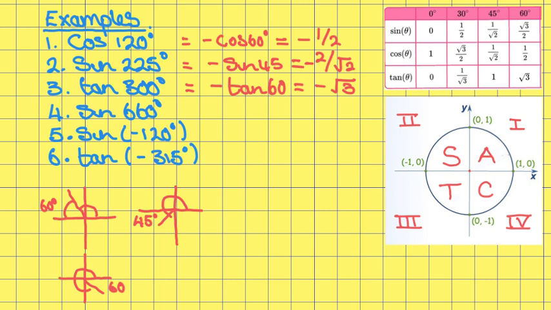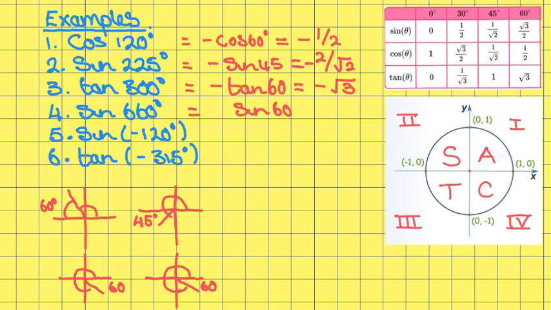Now 4, we want sine 660. Well, these angles can be repeated. Once we've gone round once, we can go around again. So 660 is 360 plus another 300. So we've gone all the way round once, 360, and another 300 will take us into quadrant 4. So the acute angle would be 60 again. So I want sine 60.